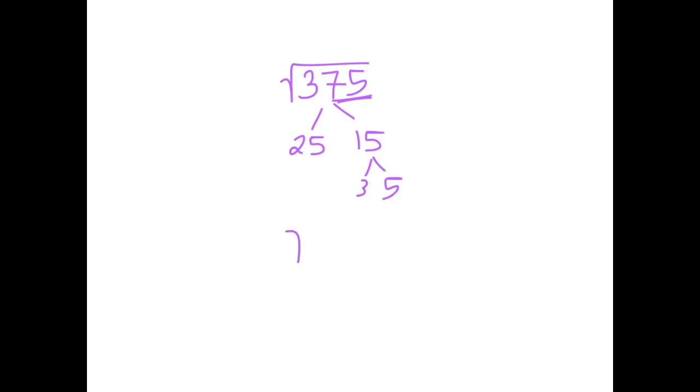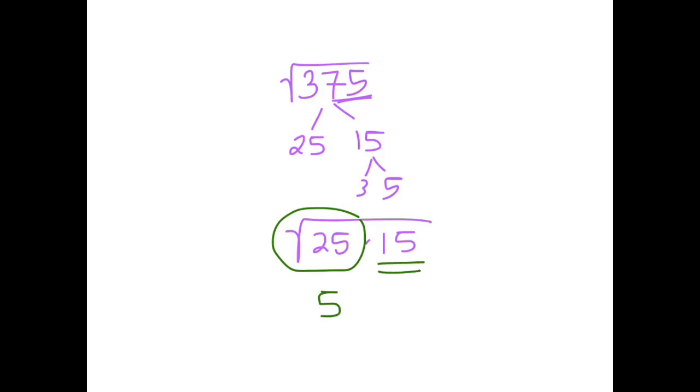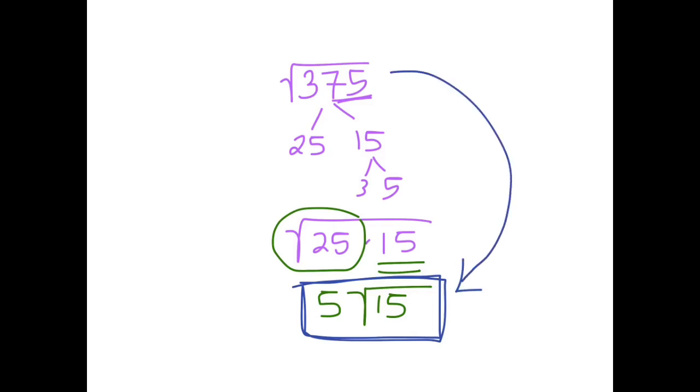So I'm actually going to rewrite this as the square root of 25 times 15. Now, the square root of 25 is a perfect square. The square root of 25 is 5. The square root of 15 is not a perfect square. It just gives me another decimal. So that 15 is going to stay underneath the radical, which is what that square root symbol is called. So 5 square root of 15 is the actual simplified answer for the square root of 375.